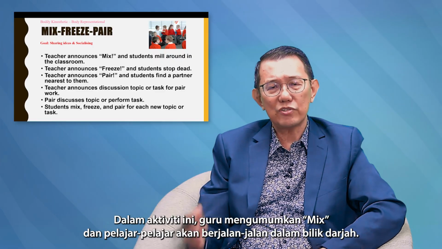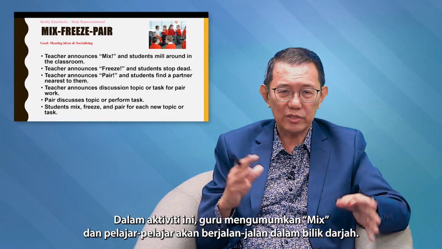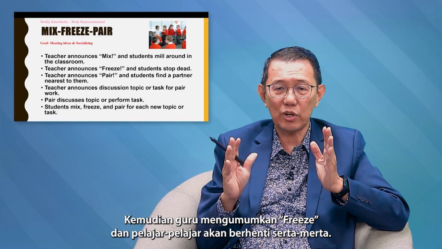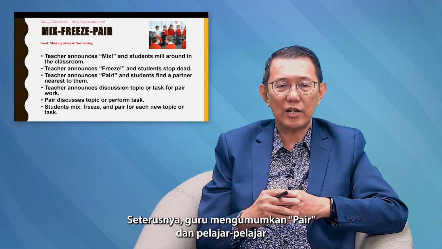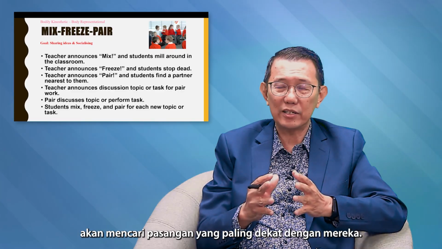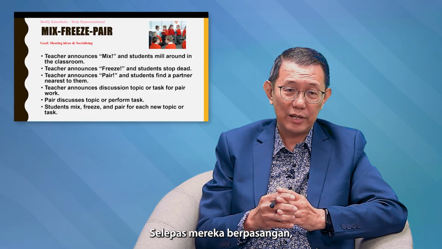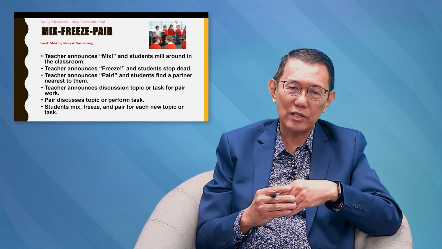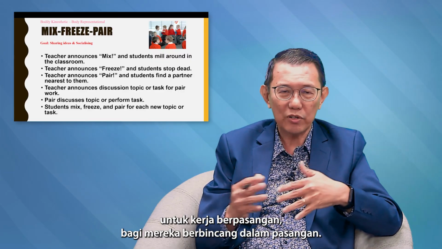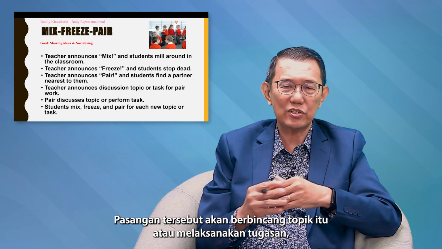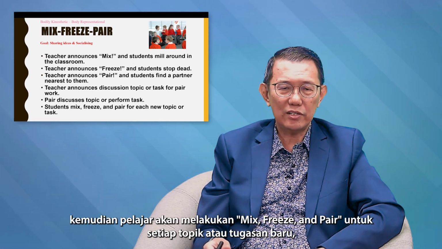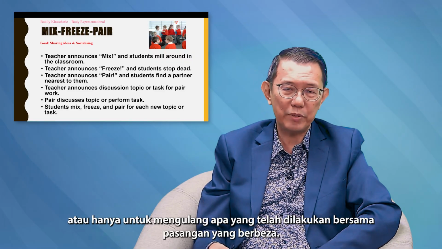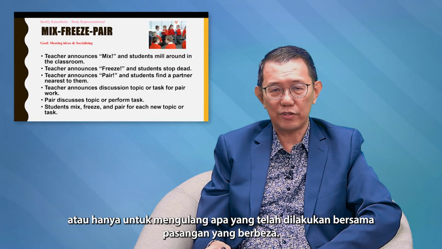Here, the teacher announces mix and the students walk around the classroom. The teacher then announces freeze and the students all stop dead. The teacher then announces pair and the students find a partner who is nearest to them. After they have paired up, the teacher then announces the discussion topic or task for the pair work. So they will talk in their pairs. The pair discusses the topic or performs the task, and then the students mix, freeze, and pair for each new topic or task, or even to just repeat what has been done with a different pair.